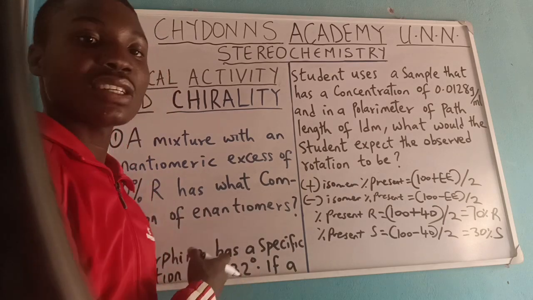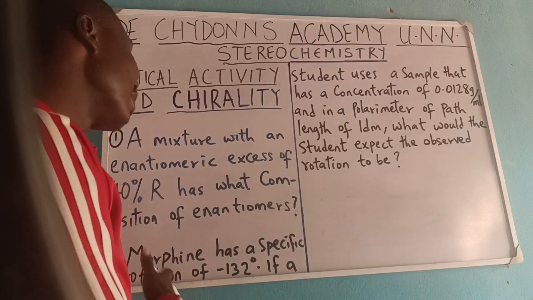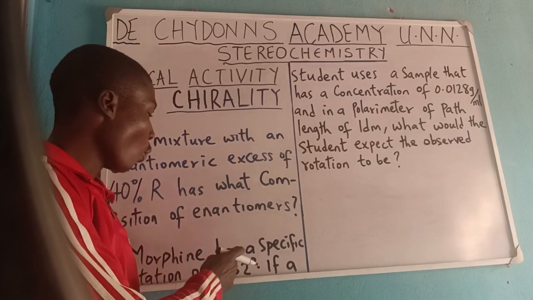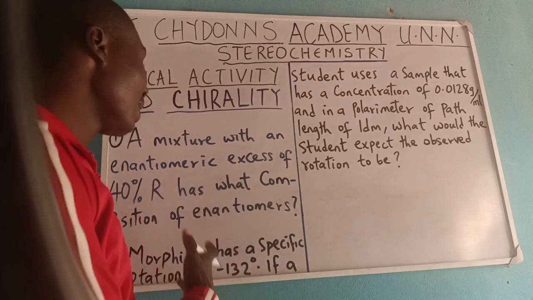So I'm going to progress to the second question. The second question says morphine. Morphine has a specific rotation of minus 132 degrees. That means it is levorotatory, specific rotation.